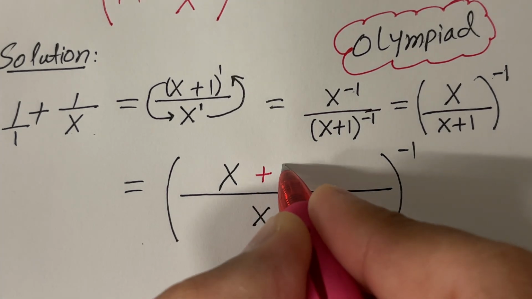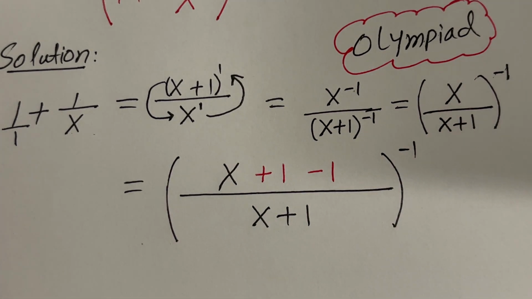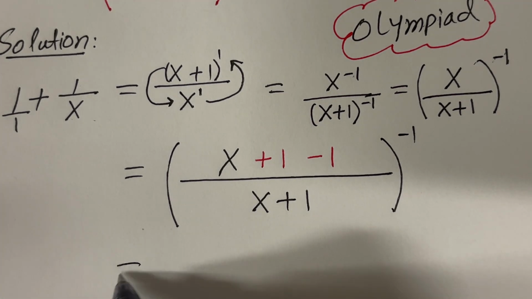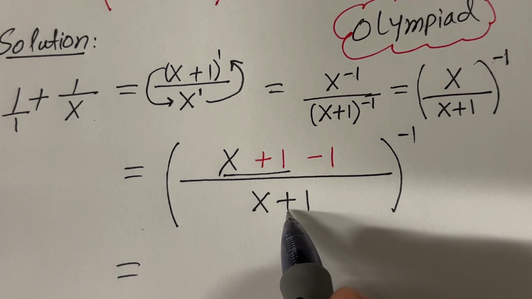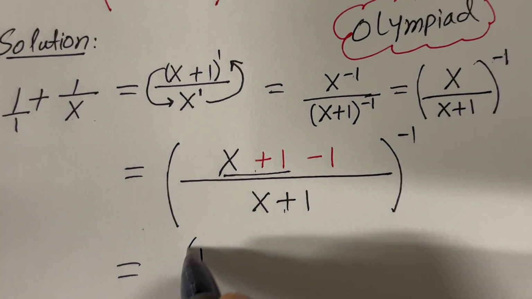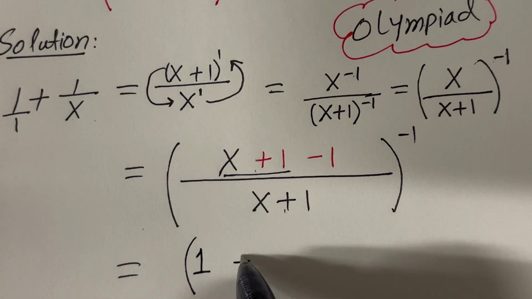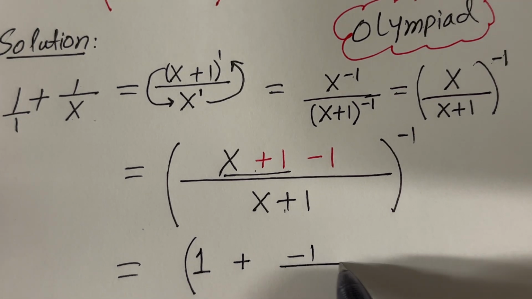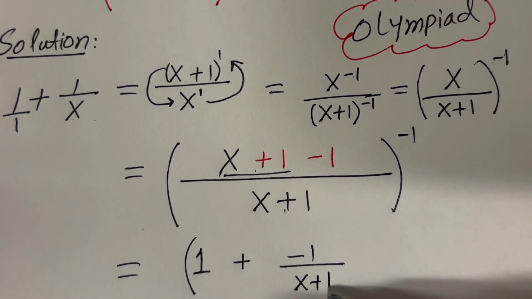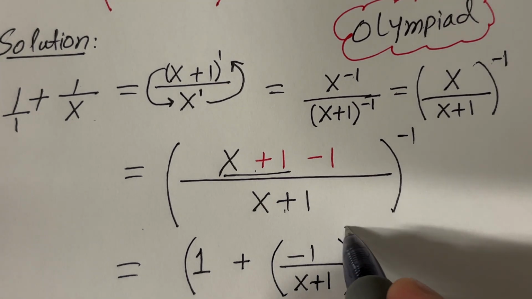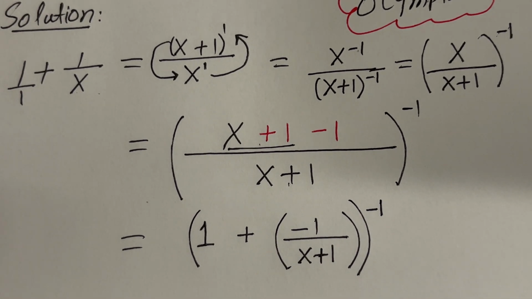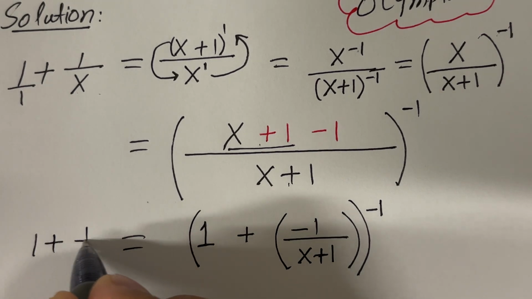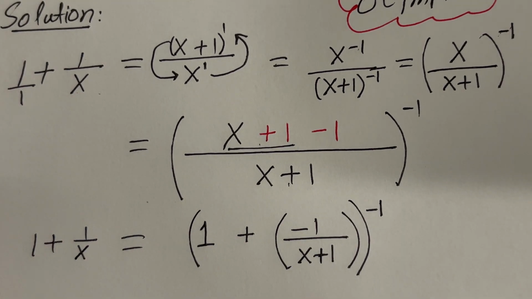Now I will add and subtract 1, because 1 minus 1 is 0, so you can add and subtract. Now after adding and subtracting, what do you get? We have one group here, so if you divide this group by x plus 1, you have the same thing, so you will have 1, and then plus minus 1 divided by x plus 1, right, raised to the power negative 1. Everything is fine. The left hand side was 1 plus 1 over x, right?